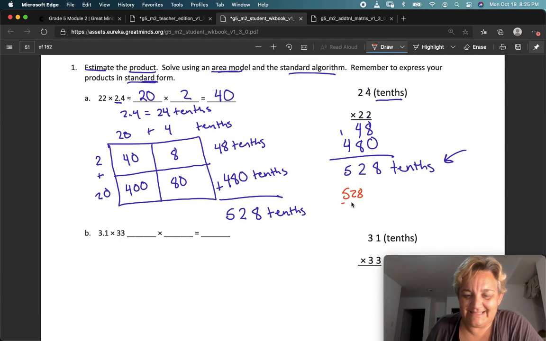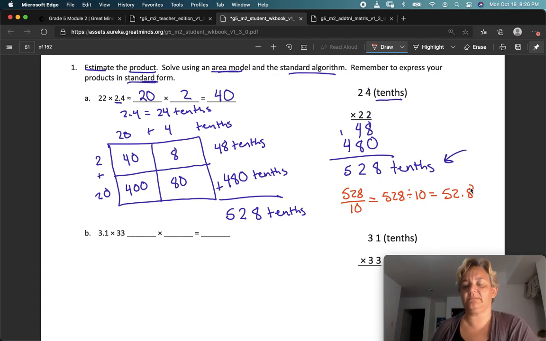528 tenths is the same as saying 528 over 10, because tenths, right? Which means that's the same as saying 528 divided by 10, which in standard form would be 52 and 8 tenths. Okay? All right. You can probably get there a lot faster than this step, right? But I want to show you what I'm doing.